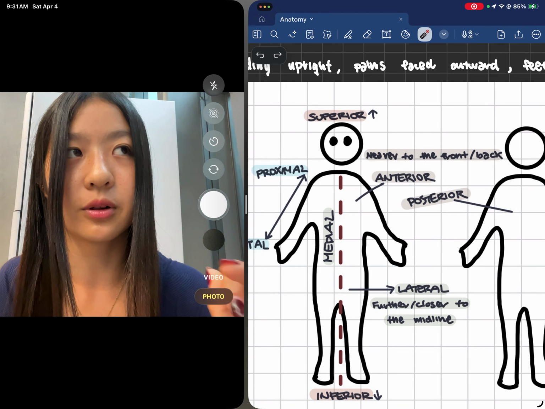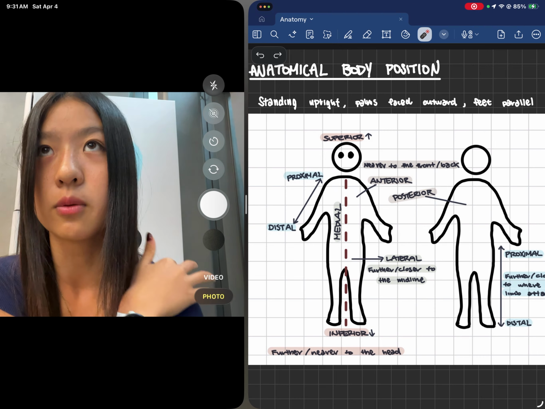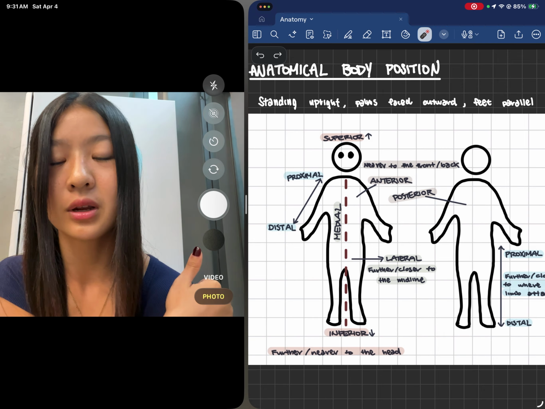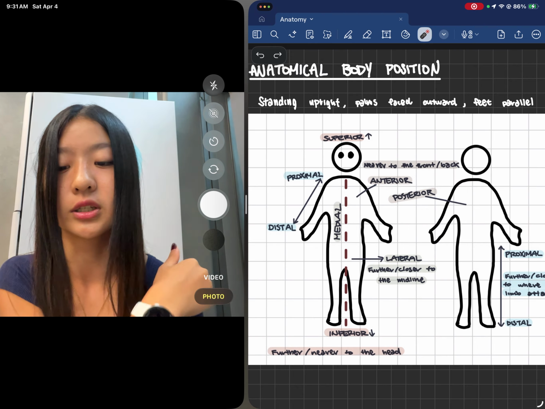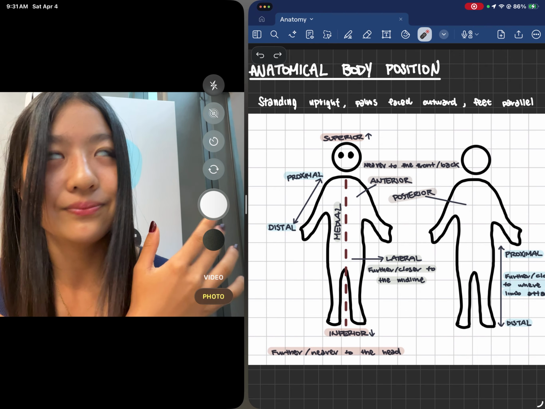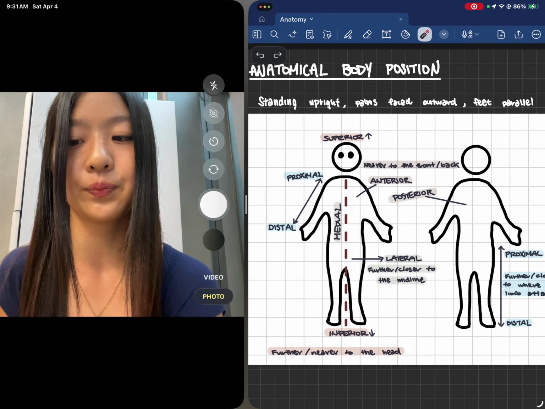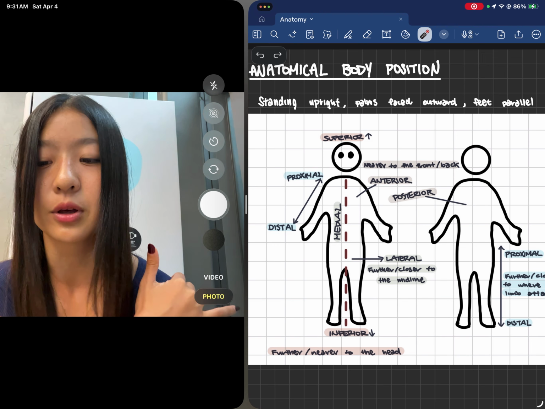And one example of this is your scapula. So your scapula is your shoulder blade, not your backbone. And that would be posterior because posterior is to the back. Your shoulder blade would be posterior to your sternum, which is here, right? So in reverse, your sternum is anterior to your scapula.